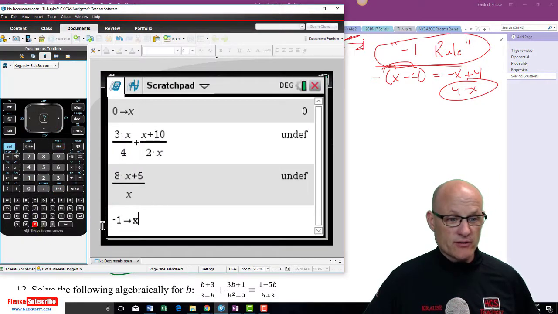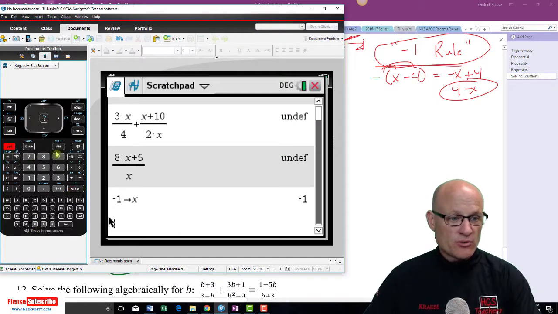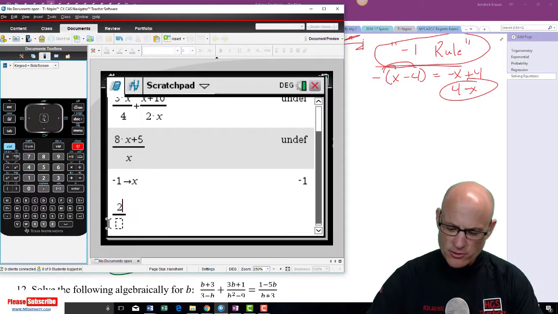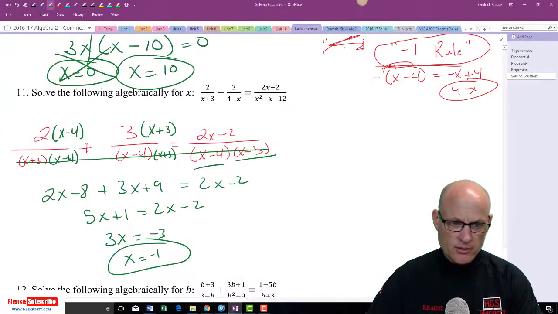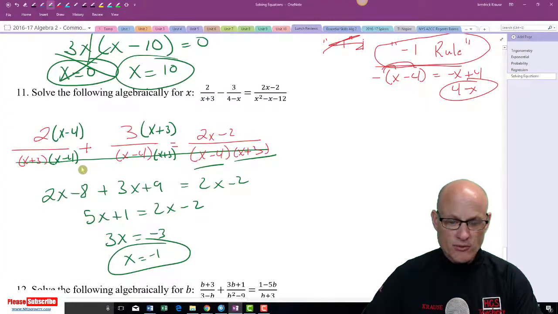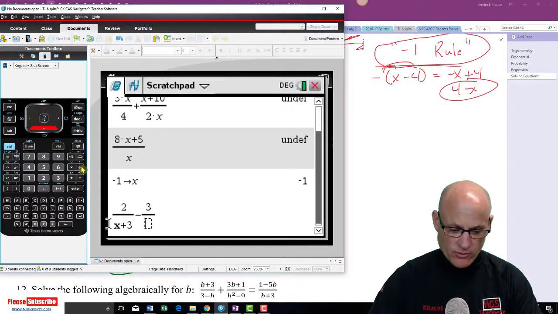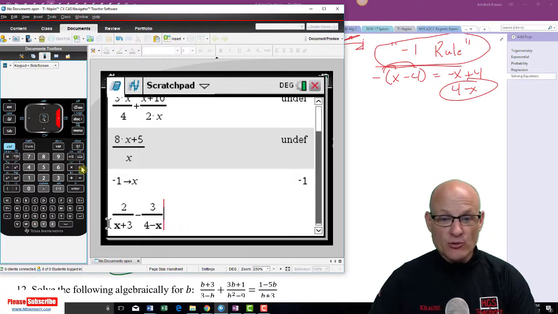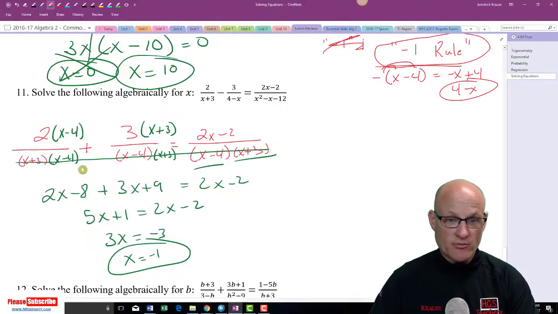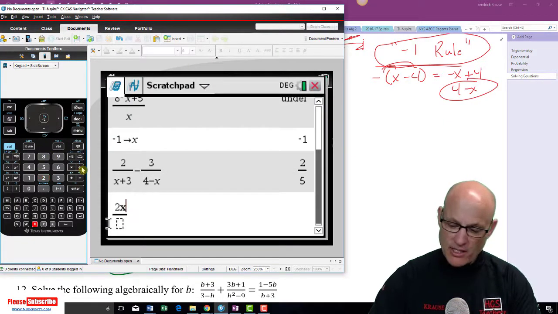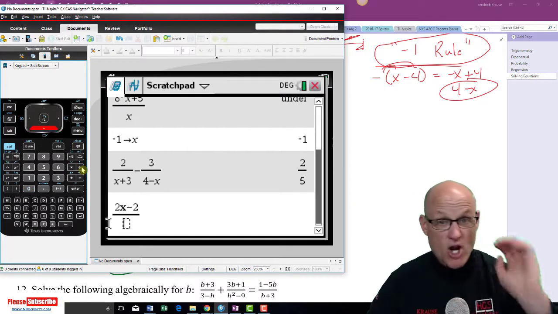Did you get the negative in there? Yes. Enter. Control division. 2 over x plus 3, minus control division, 3 over 4 minus x. Do not press the equal sign, just get whatever that is. Now type the right side in, control division, 2x minus 2. By the way, if your teacher tells you to put that equal sign in there, tell him Mr. Krause said no, stop doing it.